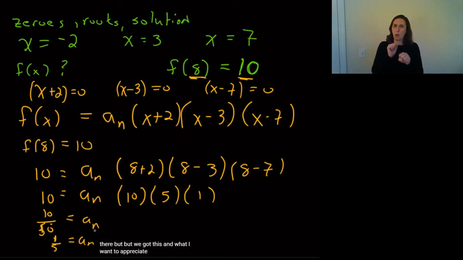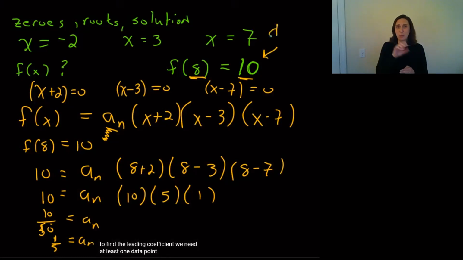And what I want to appreciate is if we know our roots, if we know where our solutions are, we're going to get the degree of the function. There's 3 x's. And we're going to get enough information that we can set up the form of the function. But to find the leading coefficient, we need at least one data point. And so this data point allows us to solve for the unknown leading coefficient.